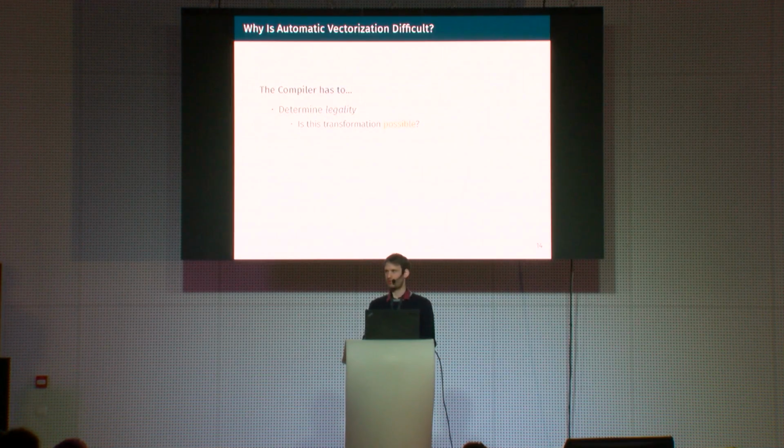So why is automatic vectorization difficult? Why can't we just write this scalar version of the function and automatically get the best performance? After all, it should be possible. The reason is that the compiler has to first determine whether this transformation is legal, whether you can actually transform your scalar function into a vectorized function. So it's really difficult because there are many problems on the way.